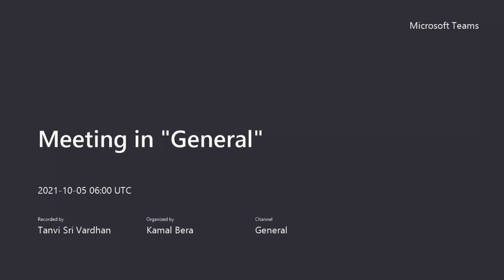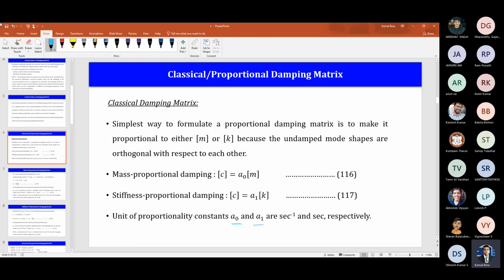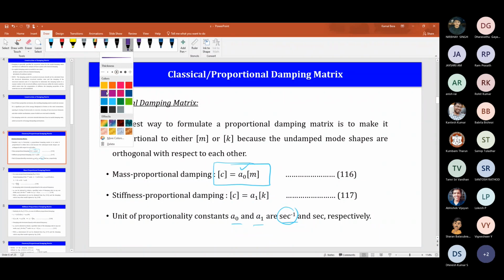Understood what is the unit of A0 and A1, right? The unit of A0 will be second to the power minus 1, and the unit of A1 is second. Okay, that you can verify. You know the unit of M and K. So please quickly verify whether you are getting the unit of A0 as second to the power minus 1 or not. Please quickly check it, or whether it is written wrong here or not.